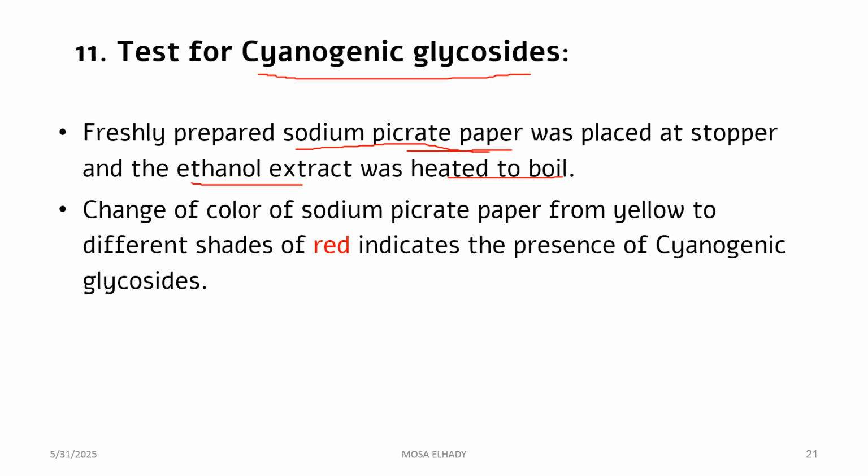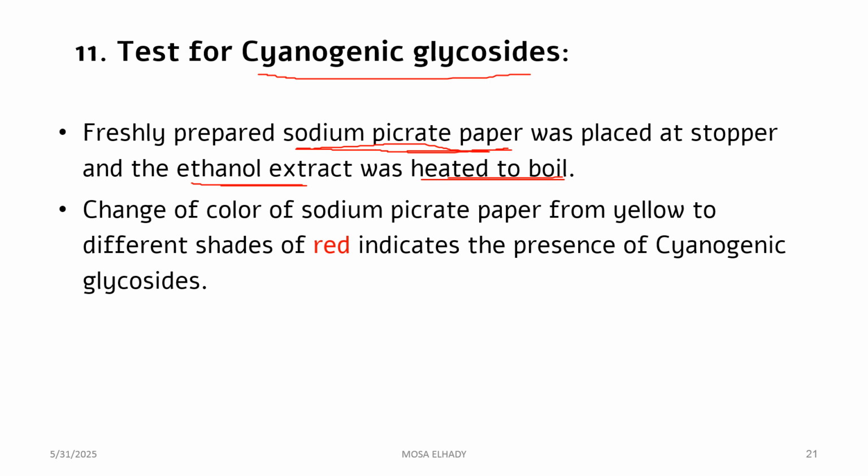Again, for cyanogenic glycoside, the solvent for extracting the plant material is ethanol. Then we place the extract in a test tube or in a beaker. In the same test tube, we place filter paper impregnated in sodium bichromate solution, and we close the test tube and place it in a water bath, heating until it boils.